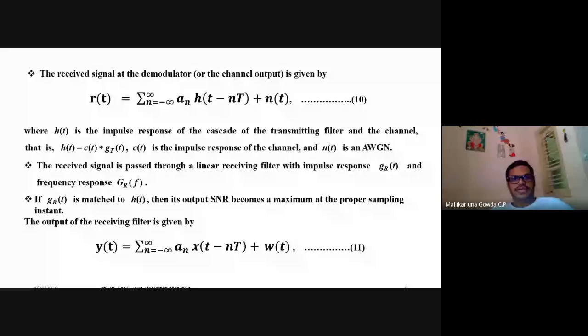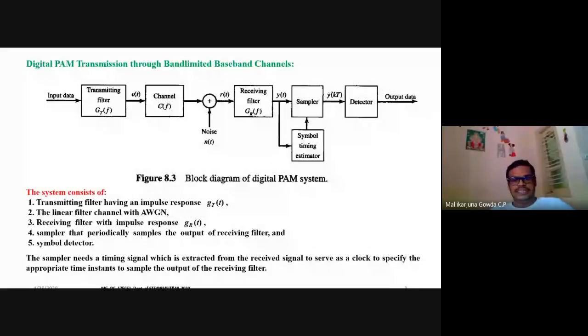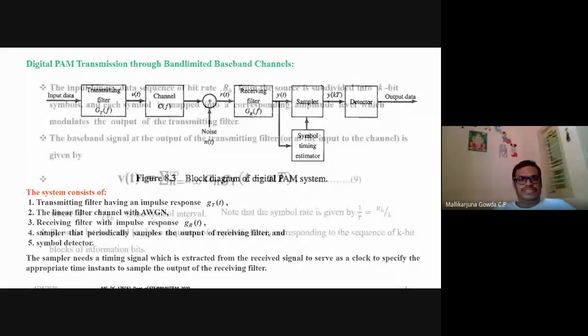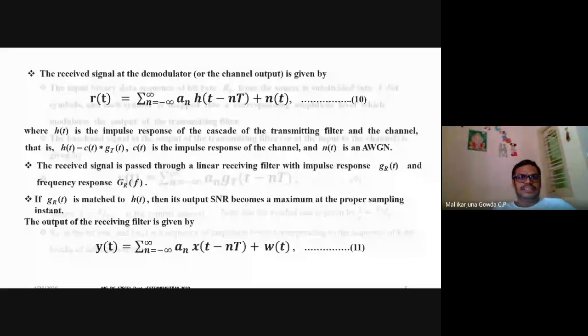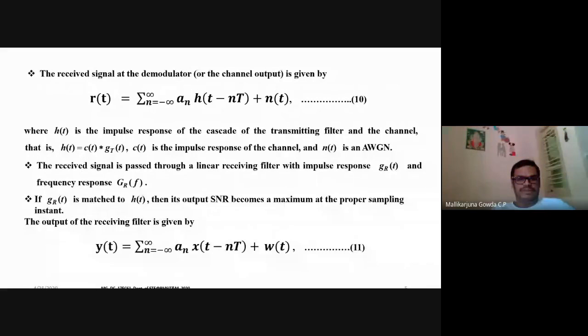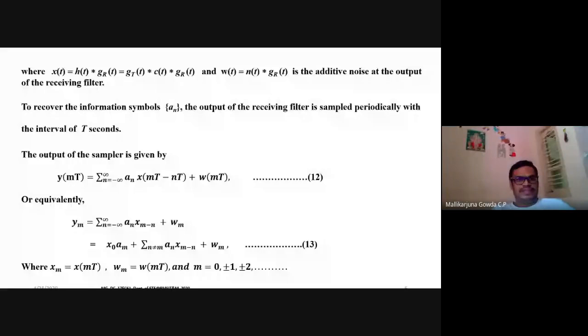I was talking about digital PAM transmission, right? Transmitting filter, channel, receiving filter, sampler, and detector. I said, what is the output of the transmitting filter? Then I told about what is the received signal at the receiving filter. Then the output of the receiving filter, we'll be denoting it as y of t, is like this. Then I said it will be sampled at t equal to T. So this is the output of the sampler.